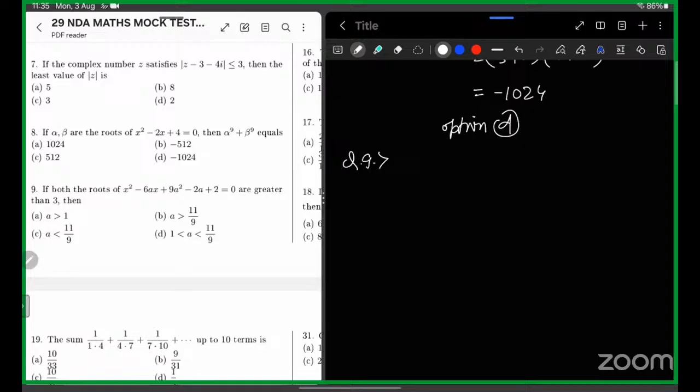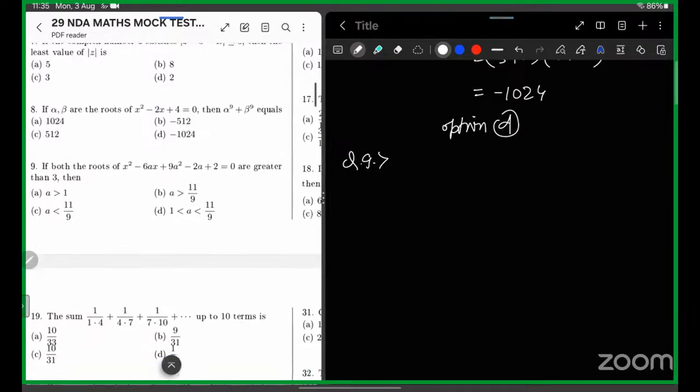What is there in question number 9? Both the roots of this equation are greater than 3. Then A will be equal to what? Okay. Both the roots are greater than 3. It means what? D is greater than 0. Okay. Both the values are greater than 0 only they are saying. Both the roots are greater than 3. Yes. Then both are greater than 0 only. So D value is greater than 0.